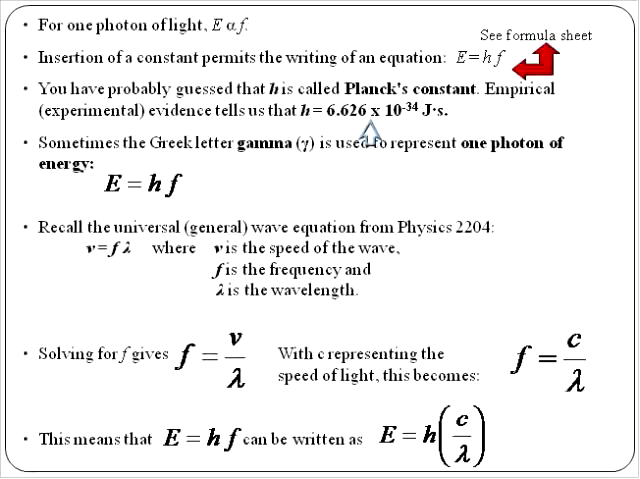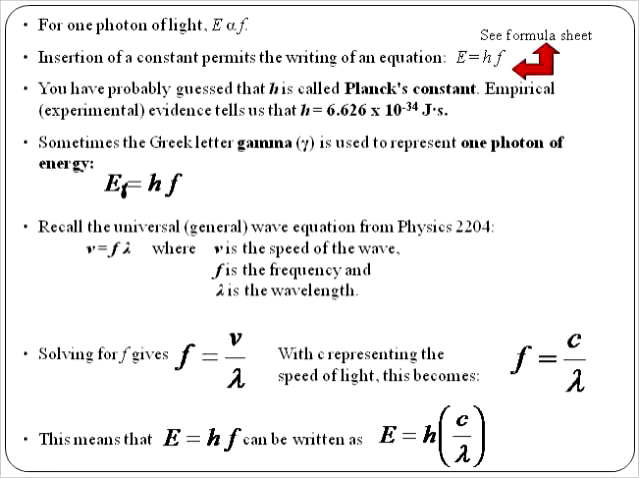Often the Greek letter gamma is used like this. Sometimes you might see this. It looks like a fish standing on his nose. That's the gamma symbol. A gamma is often used to symbolize a photon.